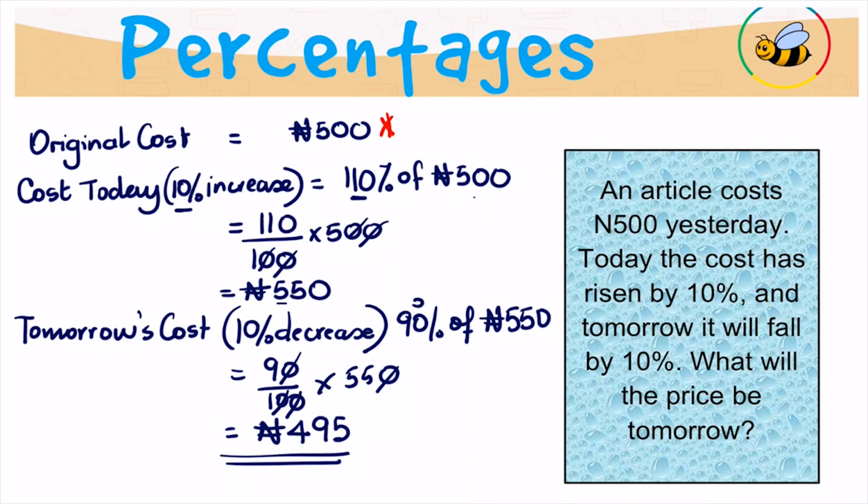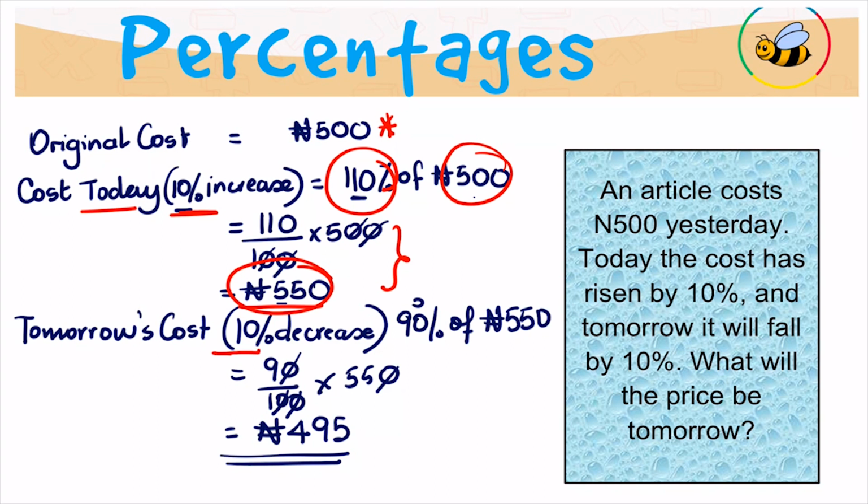Original cost 500 naira as at yesterday. Today it has increased by 10%. Apply 110% on 500. Do the arithmetic. You will get 550. 550 is therefore the current price. It means that tomorrow the price decreases by 10%. A 10% decrease is 100 minus 10, which is 90%. Not 90% of 500, but 90% of 550, which was the current price. And that, when you do the arithmetic, will give you 495 naira.